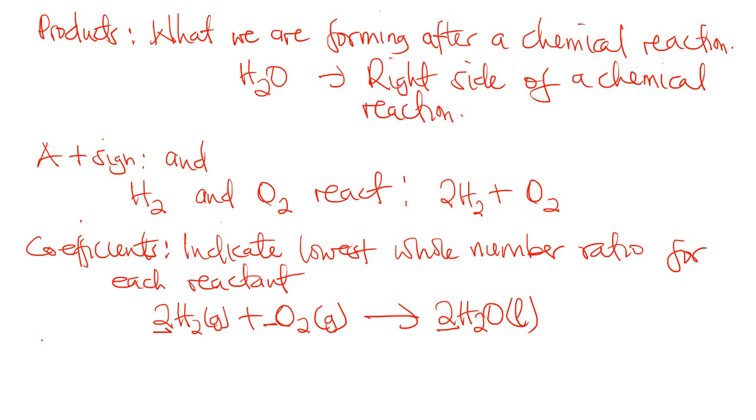And then there is this sign here. This sign just means to make. For example, we combine hydrogen and oxygen to make water. So that is what the sign means. Then we have the physical state. So the physical state is included in parentheses.